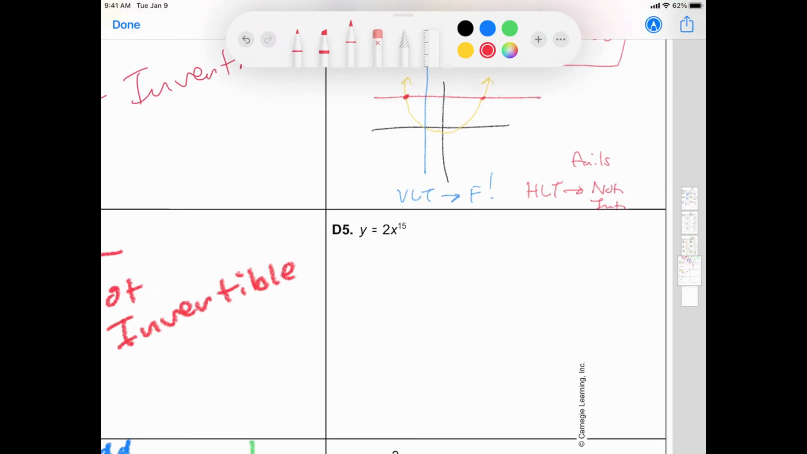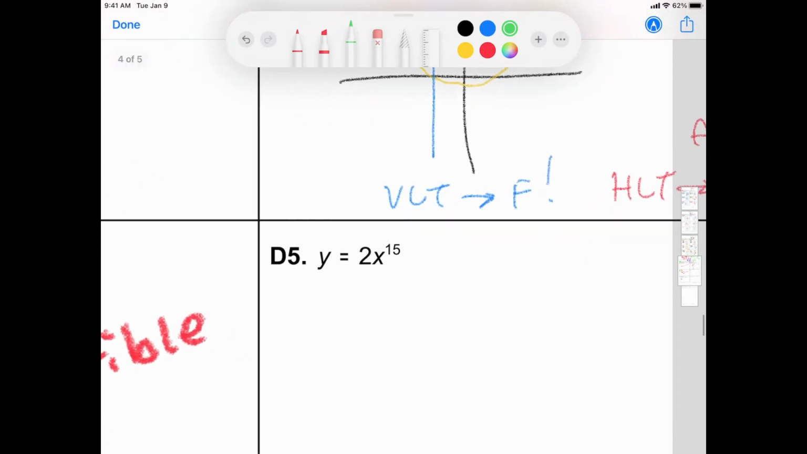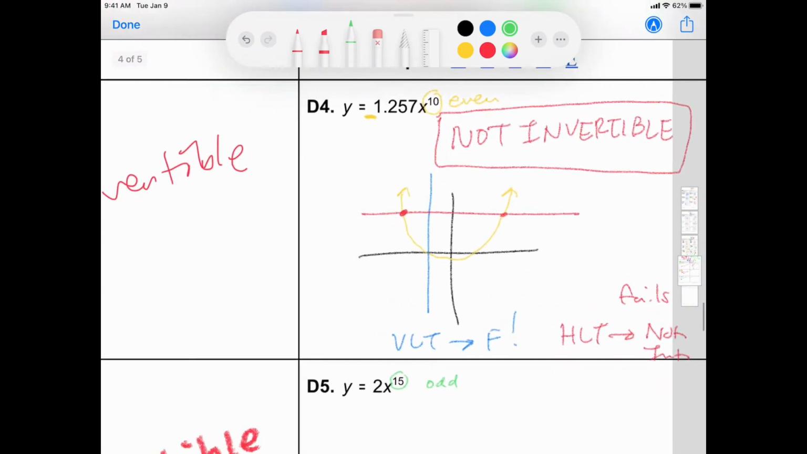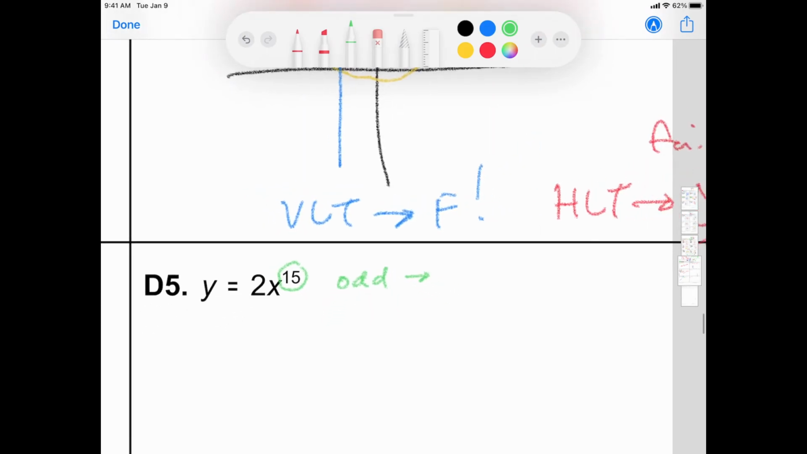All right, D5, we are asked to, without graphing, determine whether or not each function is invertible. So the first thing I'm going to do is go ahead and locate the degree of D5. That's a small number to the top right. This number is an odd, right? Cannot be divided by 2, I have a remainder. And we already noted in the introductory video that odds do pass the horizontal line test, so it is invertible.